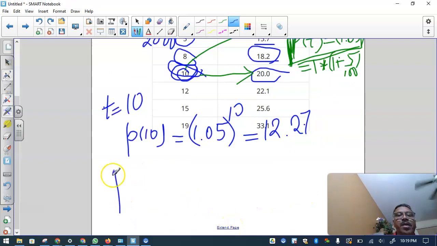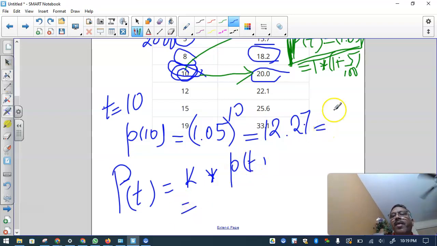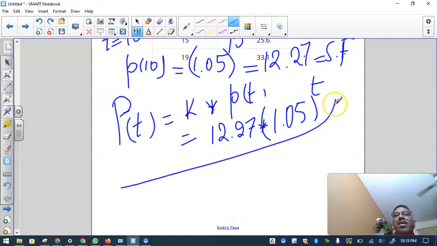So the new P(t) they asked us is P(t) equals k times lowercase p(t). And now we got this k. This is the scale factor, by how much it gets stretched. So that means it should be 12.27 times p of t, or 12.27 times 1.05 to the t, and you're done. Remember, this is how it is.